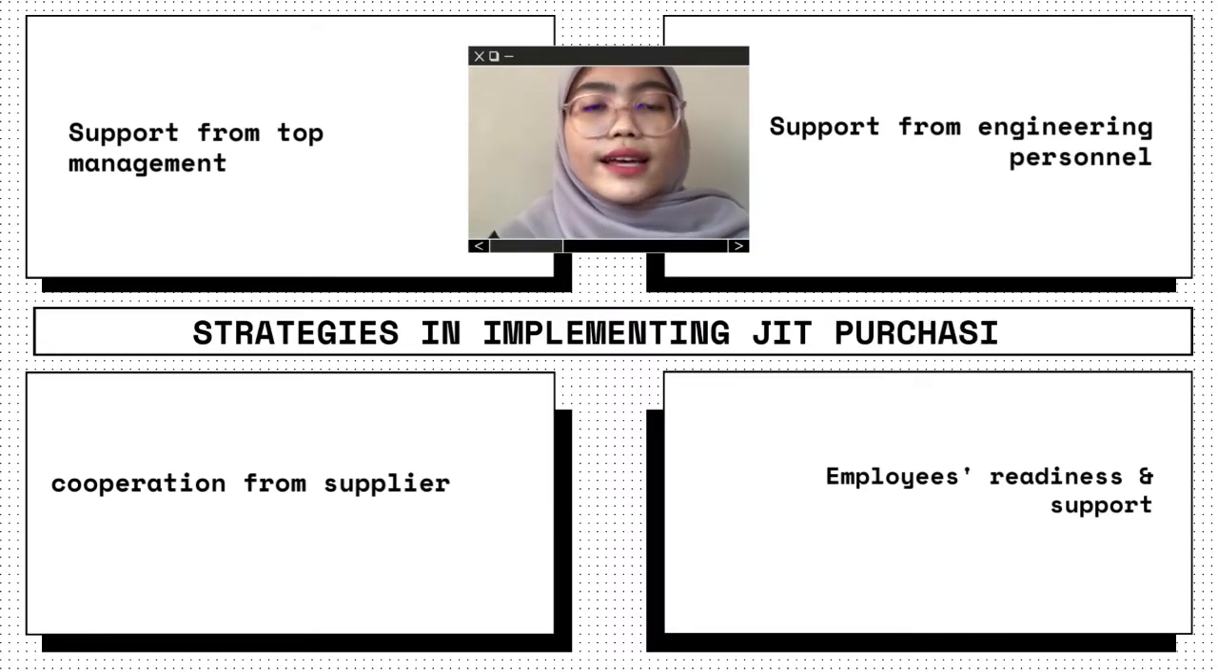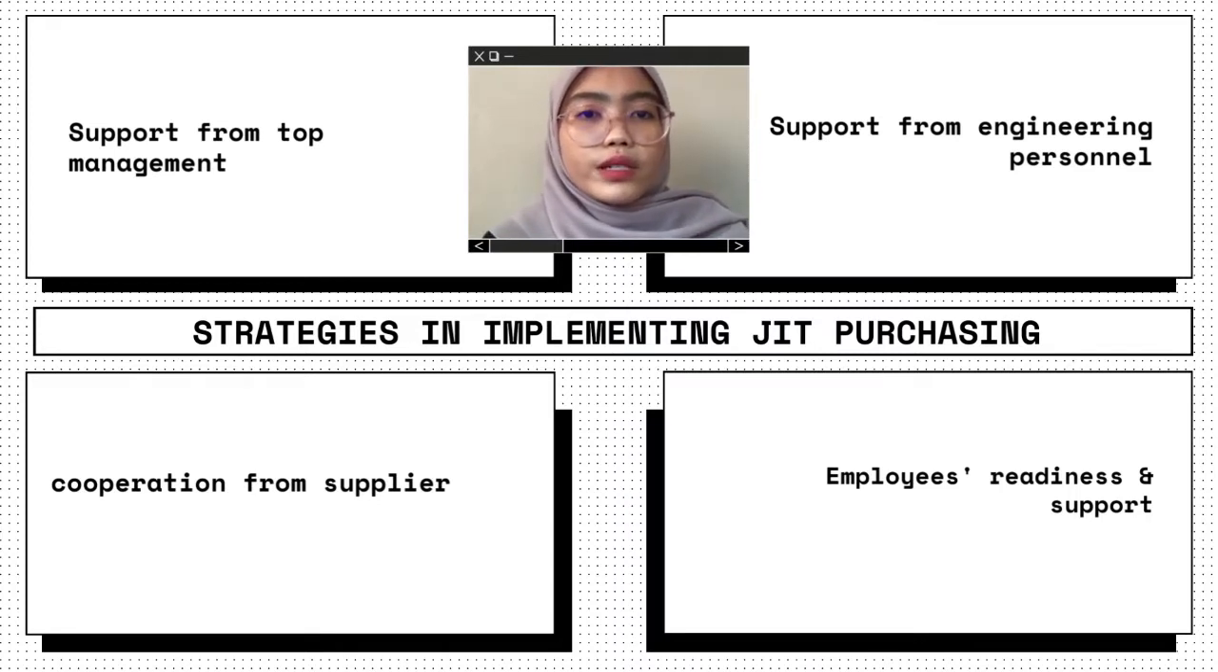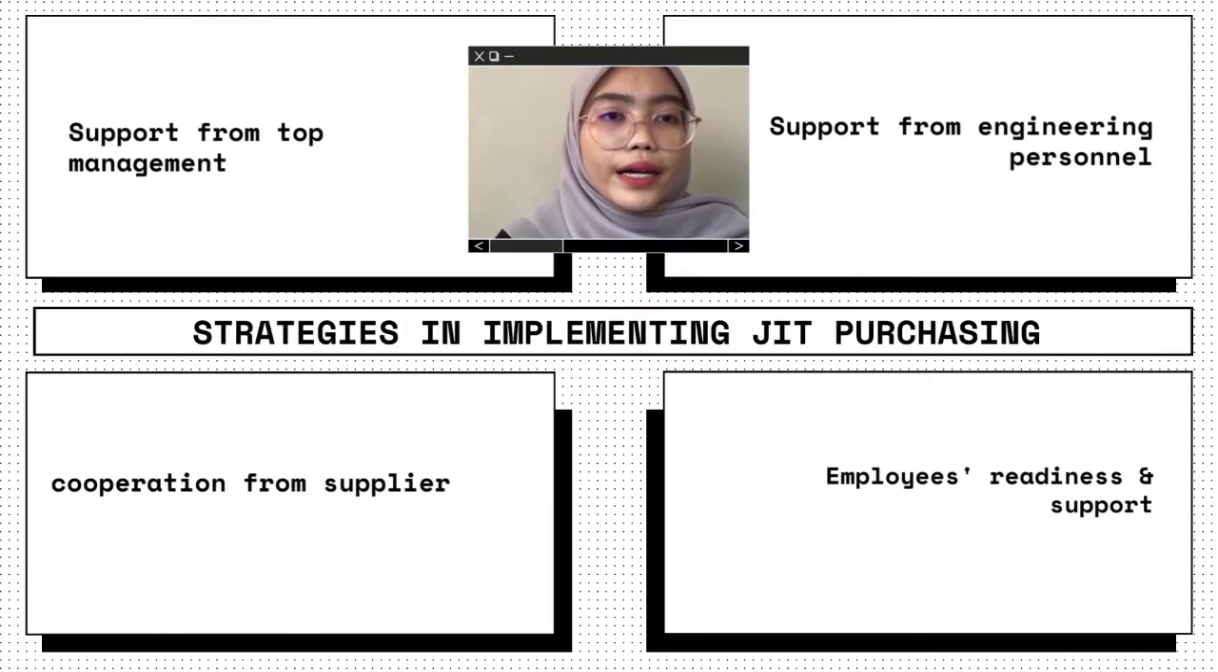The first one is to get support from the top management. Implementing the JIT philosophy requires a culture change in the organization. Such a concept cannot be implemented successfully without total support from the top management. Secondly, support from the engineering personnel. Engineering is responsible for making technical specifications for the materials a company buys.